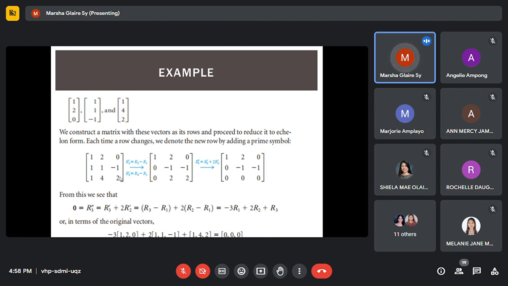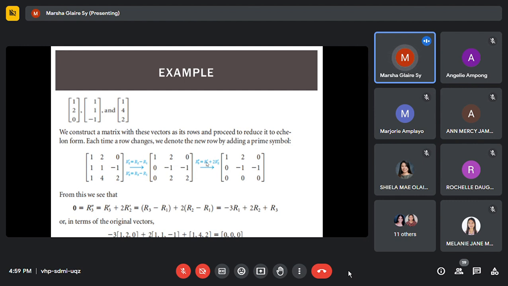Now, if we reduce this one, R2 minus R1: 1 minus 1 is equal to 0, right? Then 1 minus 2 is negative 1, and negative 1 minus 0 is negative 1. So we have here the result 1, 2, 0, 0, -1, -1. And we have here R3 minus R1: 1 minus 1 is 0, 4 minus 2 is 2, and 2 minus 0 is 2 in row 3.